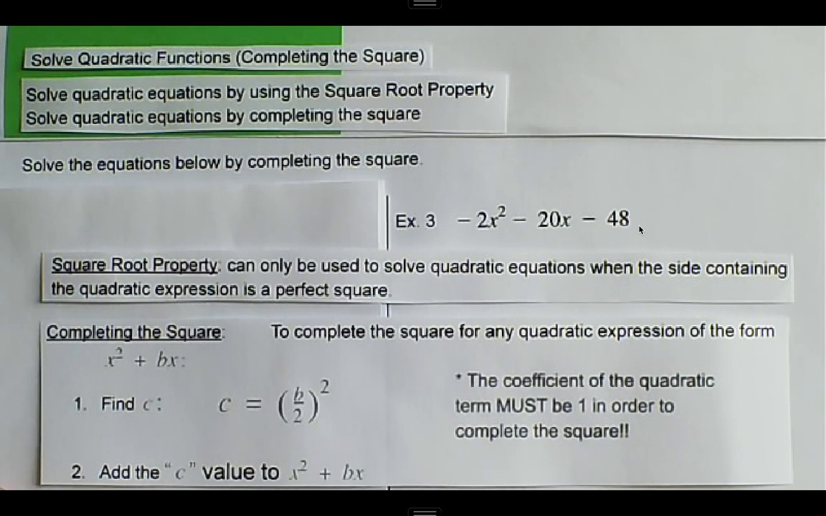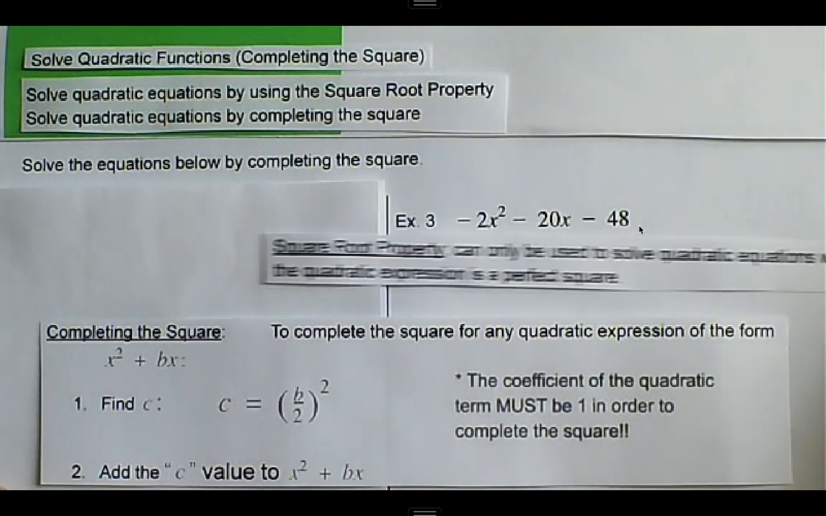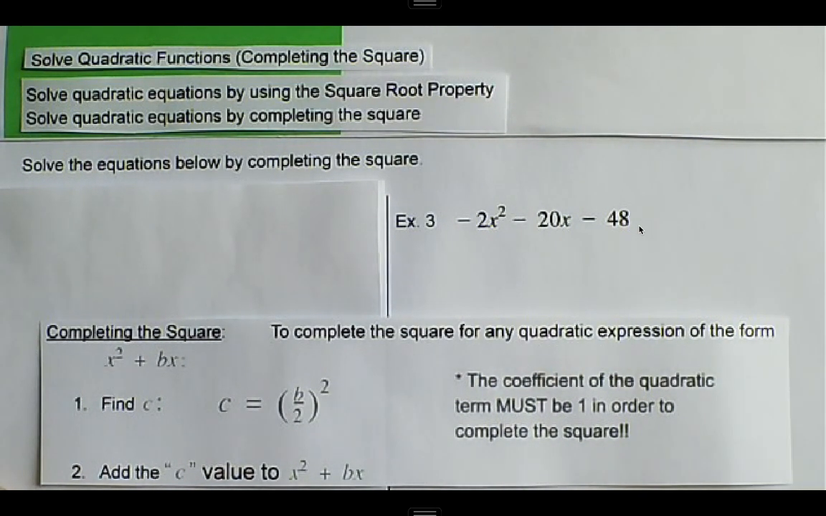We're talking about solving quadratic functions by completing the square, and we have to get to a situation where we can use the square root property. In order to use the square root property, the side containing the quadratic expression has to be a perfect square. So in this case, our quadratic expression is on the left, and right now it is not a perfect square.